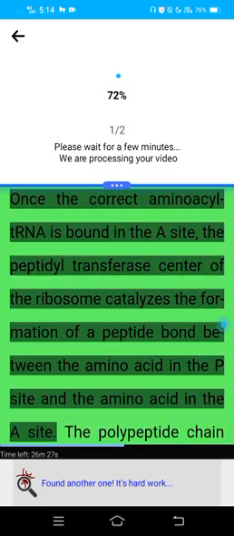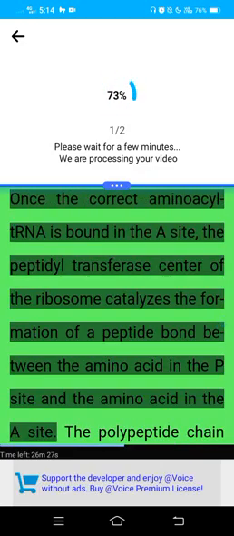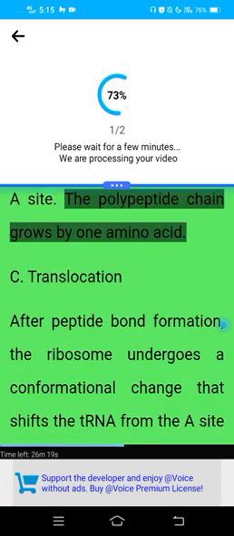B. Peptide bond formation. Once the correct aminoacyl tRNA is bound in the A site, the peptidyl transferase center of the ribosome catalyzes the formation of a peptide bond between the amino acid in the P site and the amino acid in the A site. The polypeptide chain grows by 1 amino acid.